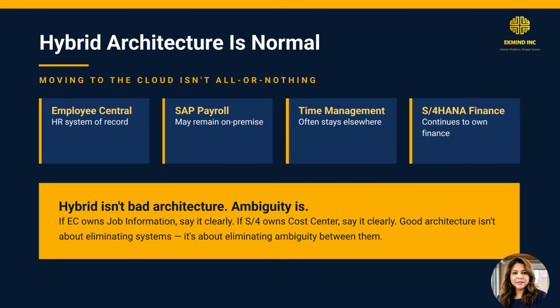This creates what SAP describes as hybrid deployment models. And that's not necessarily bad architecture. Hybrid becomes bad when responsibilities are unclear. If Employee Central owns employee job information, say that clearly. If S4 owns cost center, say that clearly. If payroll owns payroll results, say that clearly. Good architecture is not about eliminating systems, it's about eliminating ambiguity between systems.